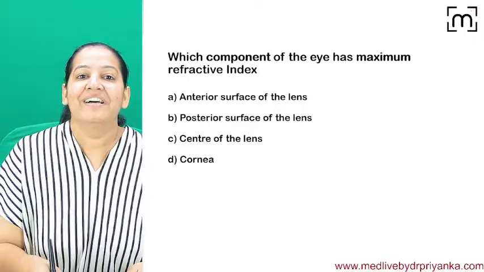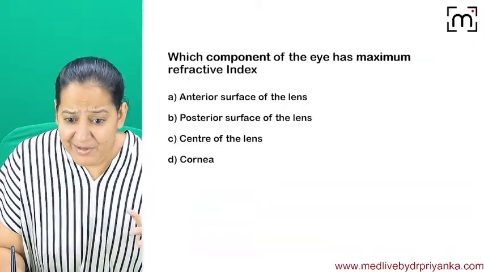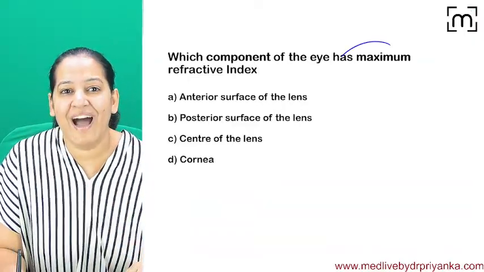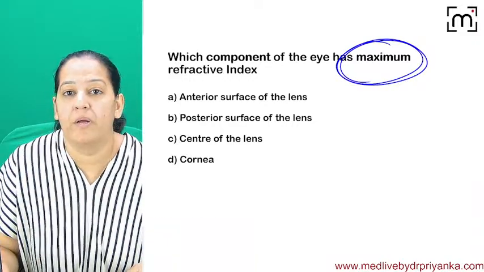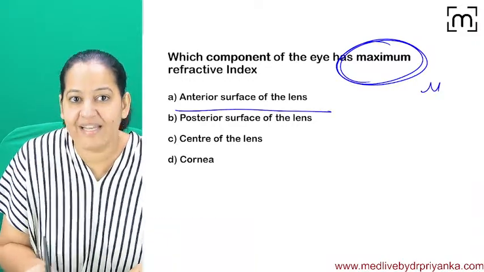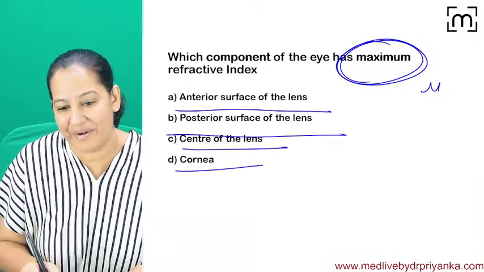Chalo, everyone. Very easy question, come on, baby question. Which component of the eye has the maximum refractive index? Anterior surface of the lens, posterior surface of the lens, center of the lens, or cornea?